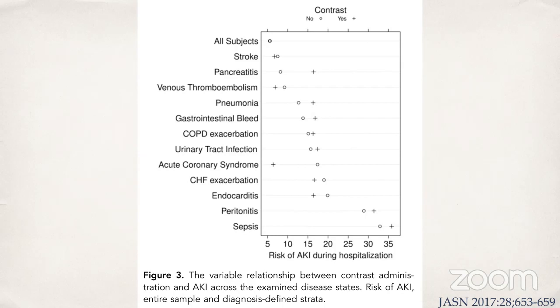One interesting sort of outlier in this group is the people with acute coronary syndrome, where the people who got contrast had a much lower risk. So the people who got contrast had a risk of acute kidney injury just over 5%, where people who did not had a risk that was several-fold higher than that, maybe somewhere between 15 and 20%.